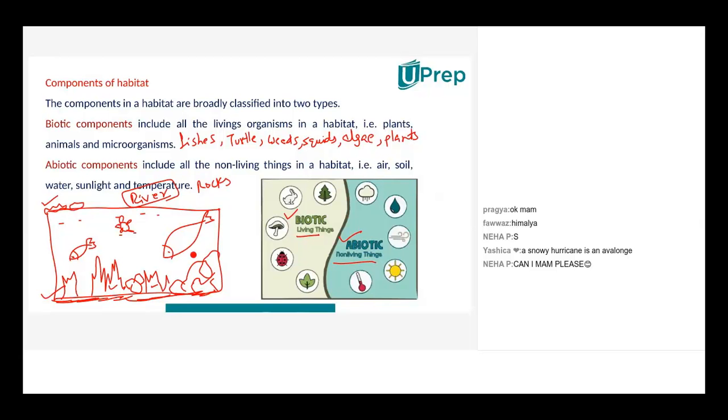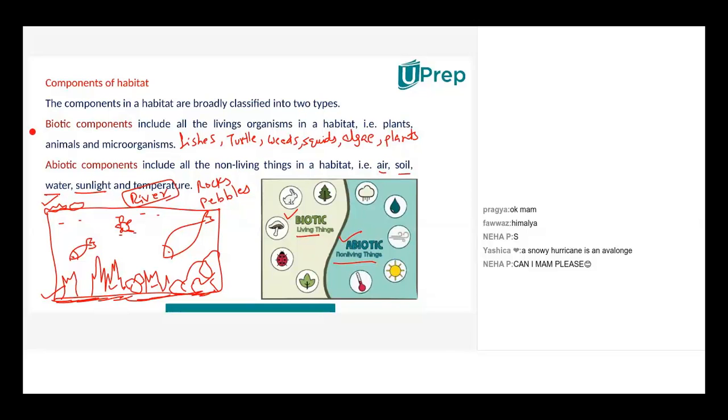Ma'am, what is that near the rocks you have drawn? Pebbles. Yeah, pebbles. Correct. Then we have air, soil, water, and sunlight. Ma'am, the water also has a temperature, right? Yes, but that is a property of water. That is not a non-living thing. Water is a non-living thing. Okay, ma'am.